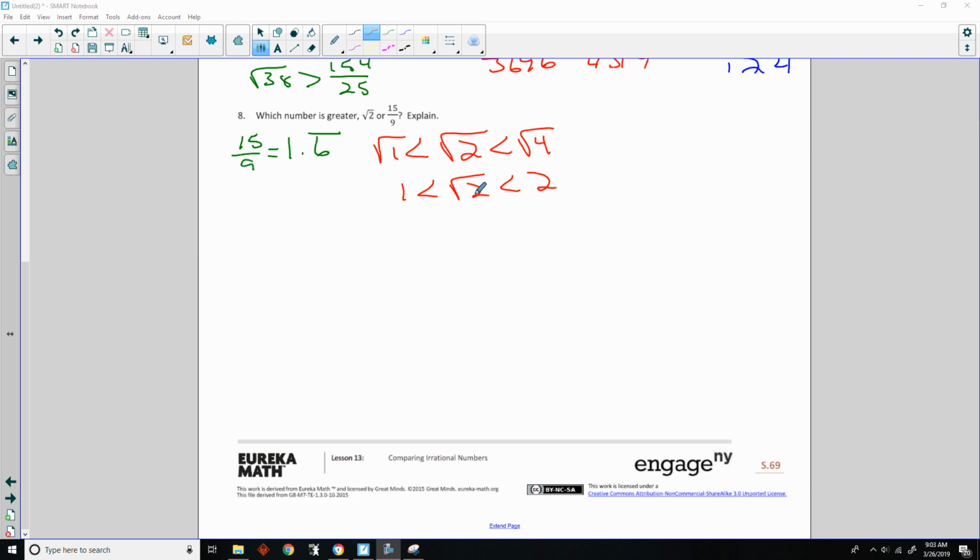Okay, since I have to go out to another decimal place, 2 is 1 away from 1, and 2 is 2 away from 4, so it's closer to 1. So I would start with maybe 1.3. If I take 1.3 squared, which is 1.3 times 1.3, I get 1.69, which is less than 2. And if I take 1.4 and multiply it by 1.4, which is 1.4 squared.